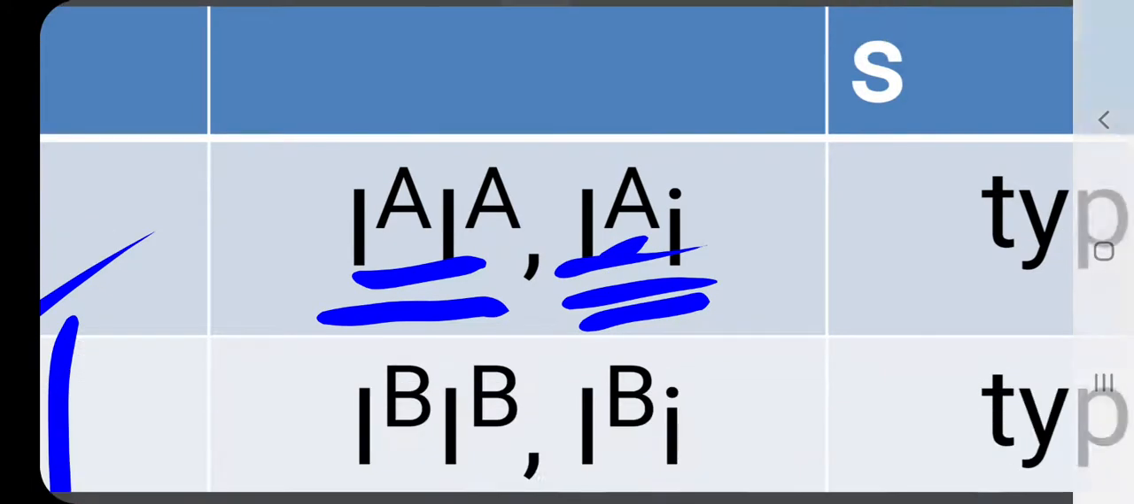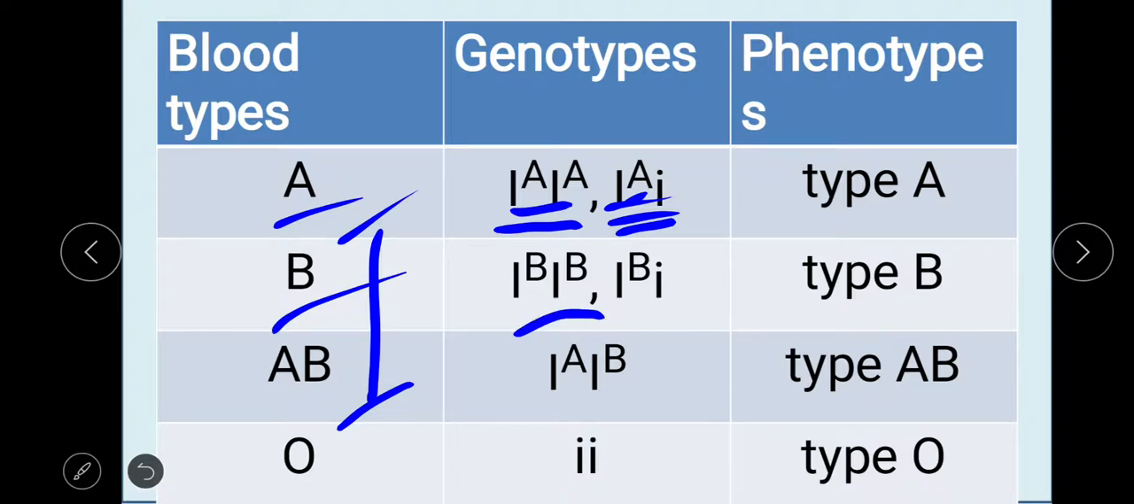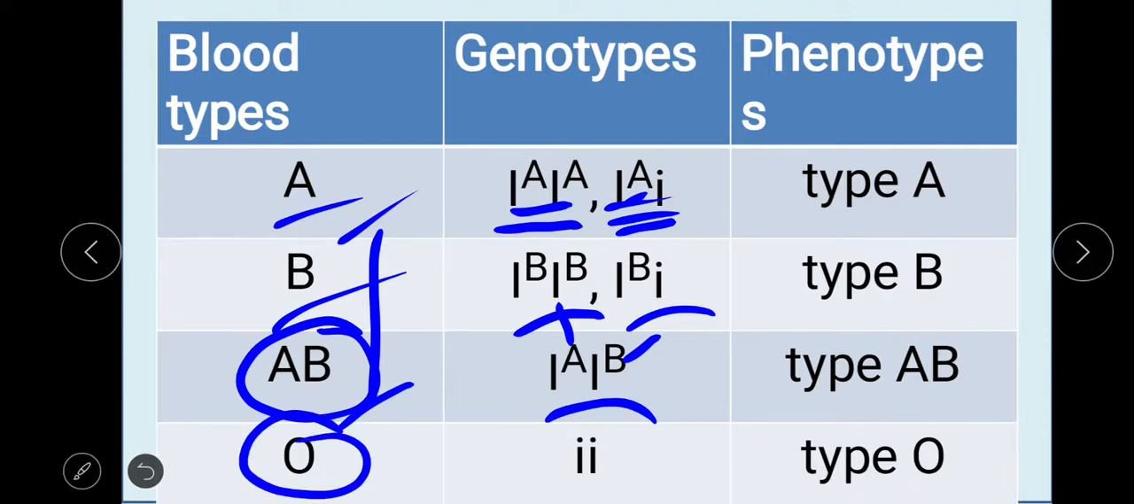So the same with the other groups here. We have here B, so either your genotype is homozygous B or heterozygous B. You have here AB and your genotype is A and B, another example of codominance because you are inheriting both alleles A and B. But if your blood type is O, automatically you should have this homozygous small letter i, because for a recessive one to be expressed, the genotype must be homozygous. Okay.